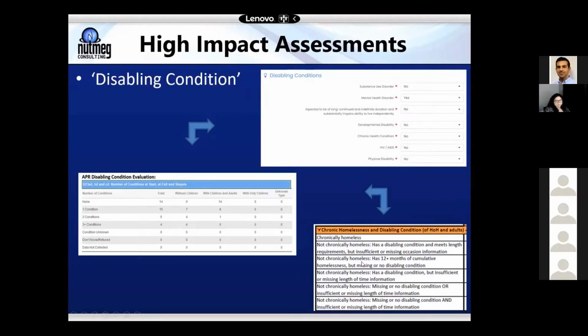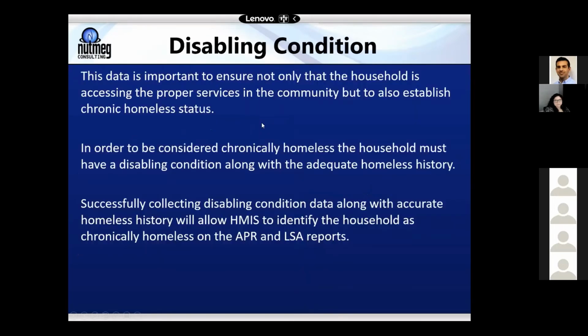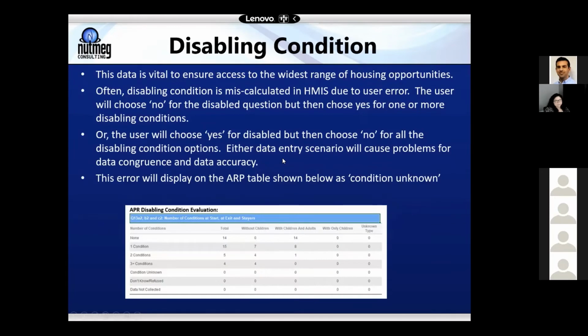And also disabling condition makes its way to the LSA. It's important to ensure not only that the household is accessing the proper services, obviously, but to establish chronic homeless status, as we talked about. In order for them to be chronically homeless, the head of household, at the very least, in a chronically homeless household has to have a disabling condition. Successfully collecting this data will go a long way for the homeless history and to identify households as chronically homeless on the APR and LSA reports. It's vital to ensure access to the widest range of housing opportunities as well.